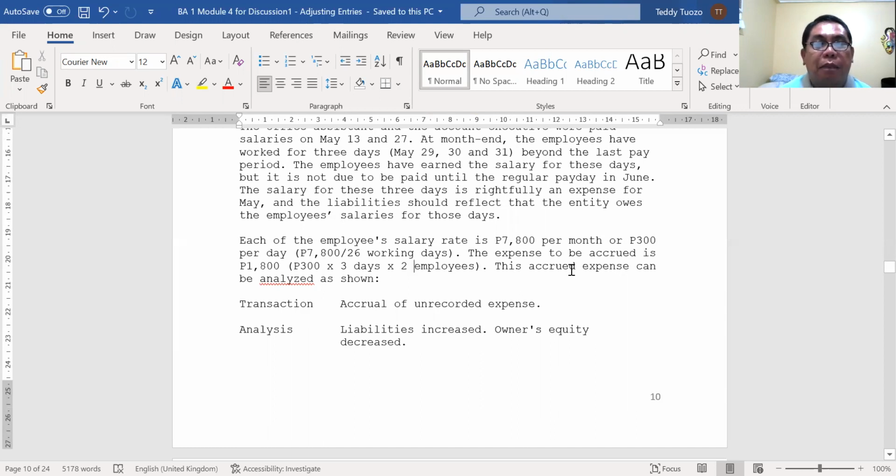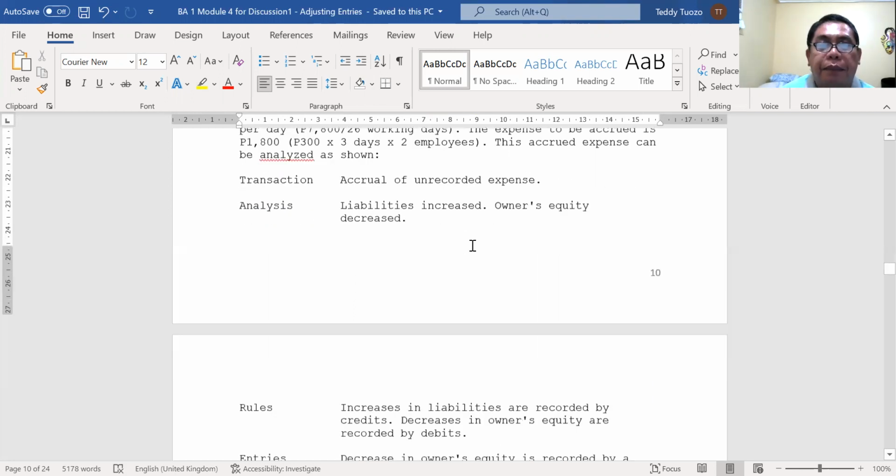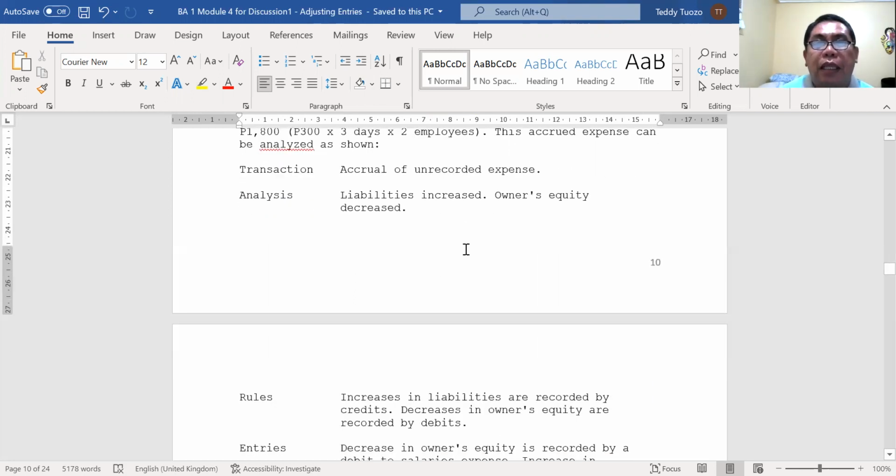This accrued expense can be analyzed as shown. Accrual of unrecorded expense. So okay ra ini kung monthly si Jan, no? Kung monthly ang ija ginabayad ang ija salary. But sometimes kung mga daily, no, it would now differ, no? The solution would differ if what is the pay period of the business or the company. So analysis, liabilities increased and owner's equity decreased.